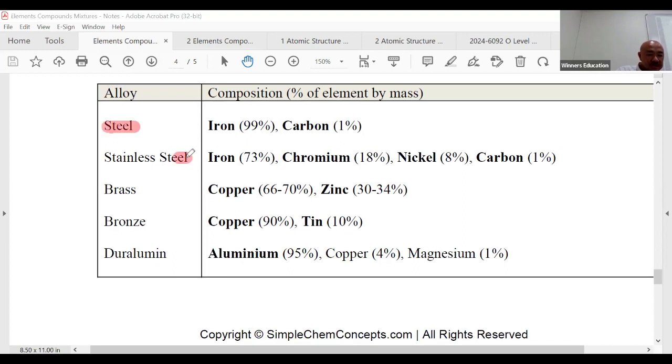Steel and stainless steel. They have the main metal, I need to appreciate this, iron. Steel has carbon. Stainless steel obviously still has carbon. You have two more elements you add in. It's called chromium and nickel.